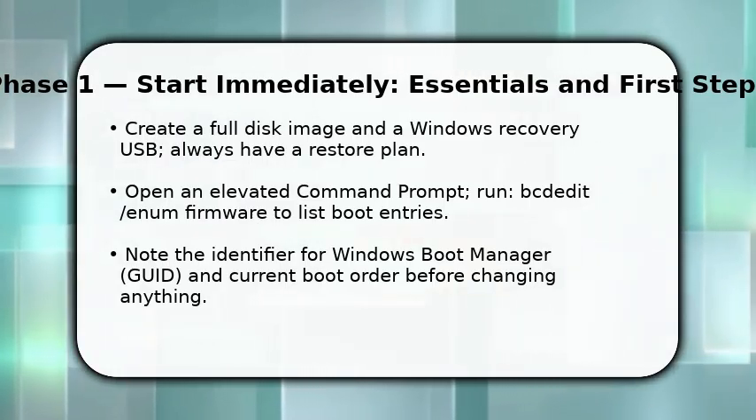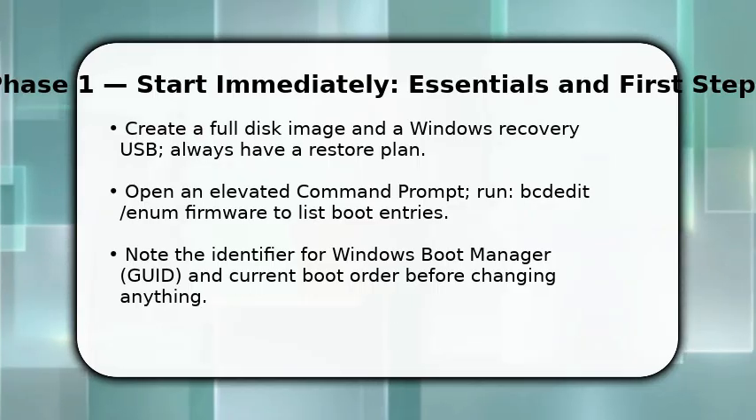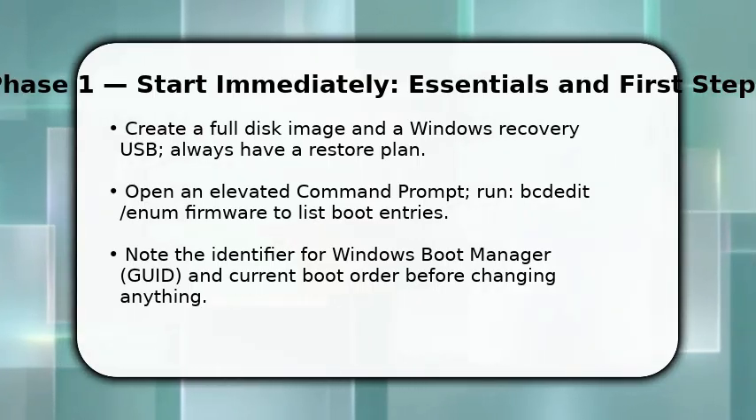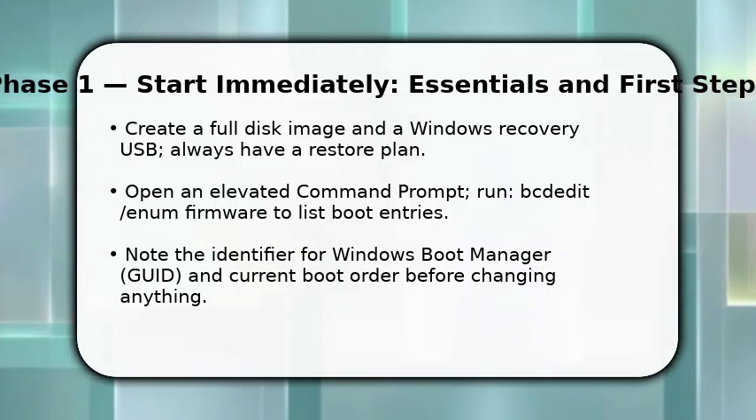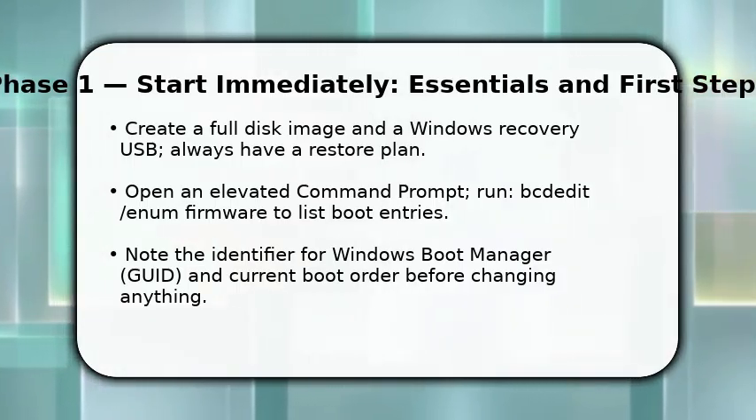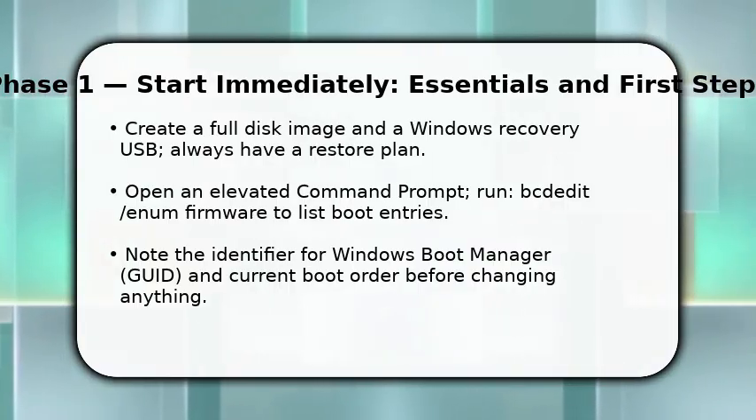Run bcdedit /enum firmware to list firmware boot entries and their GUID. You must record the identifier for Windows Boot Manager and the current boot order. Why? Because you will delete an entry and then reselect a default. Make sure to confirm names and GUID exactly, since mistakes here prevent boot.